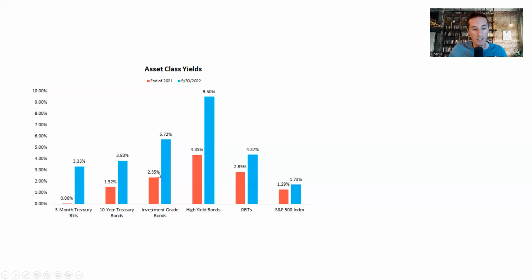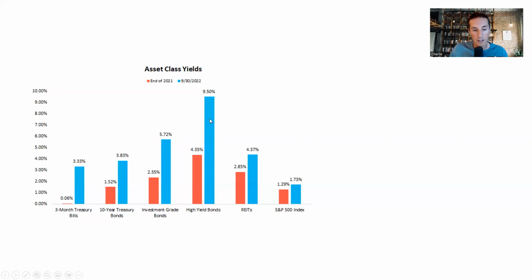If we're moving up the risk spectrum, investment grade bonds entered the year at 2.35%. They hit record lows last year in terms of yields. Now they're at 5.7%. Much better situation. Again, very high correlation, similar to Treasury bonds, between starting rate of return and your future returns. I called investment grade bond yields the worst risk reward in history back in 2020 when they hit record lows. And now you have a much better risk reward.